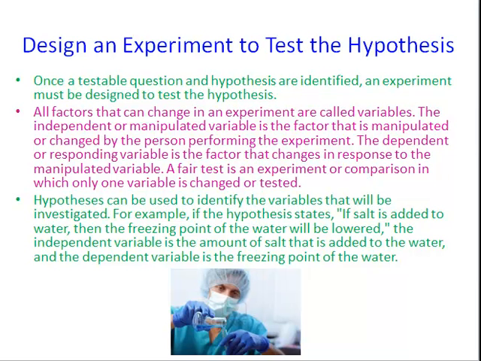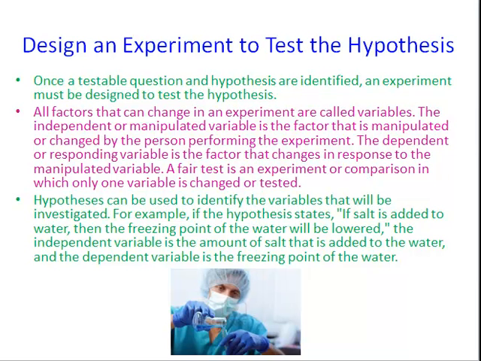Next, we design an experiment to test the hypothesis. So once a testable question and hypothesis are identified, an experiment must be designed to test that hypothesis. All factors that can change in an experiment are called variables because they can vary. The independent or manipulated variable is the factor that's manipulated or changed by the person performing the experiment. The dependent or responding variable is the factor that changes in response to the manipulated variable. A fair test is an experiment or comparison in which only one variable is changed or tested.